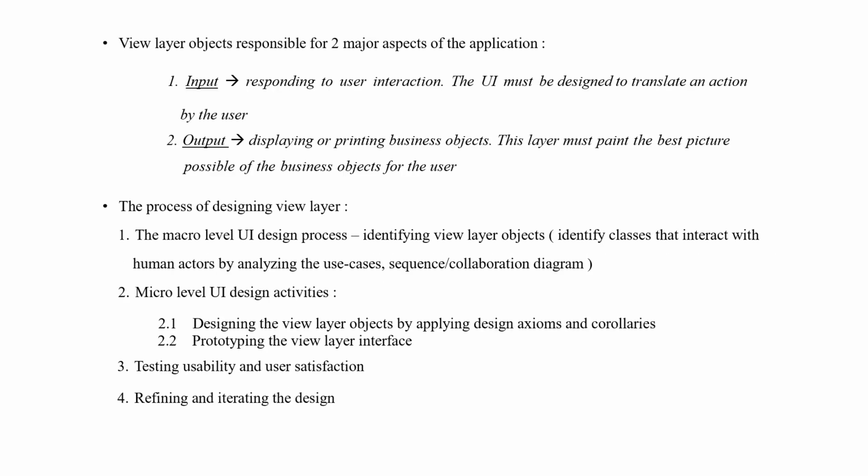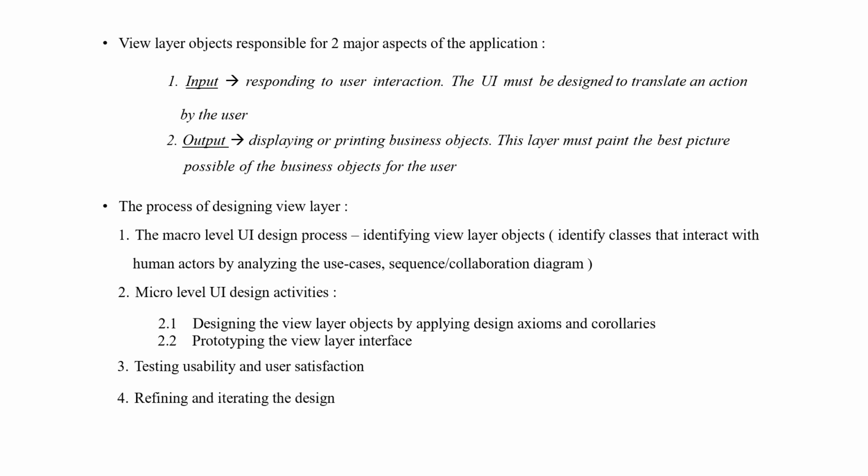What are the two major aspects of view layer object responsibility? One, the input, responding to user interaction. The user interface must be designed to translate an action by the user. Second is output, displaying or printing business objects. This layer must paint the best picture possible of the business object for the user.